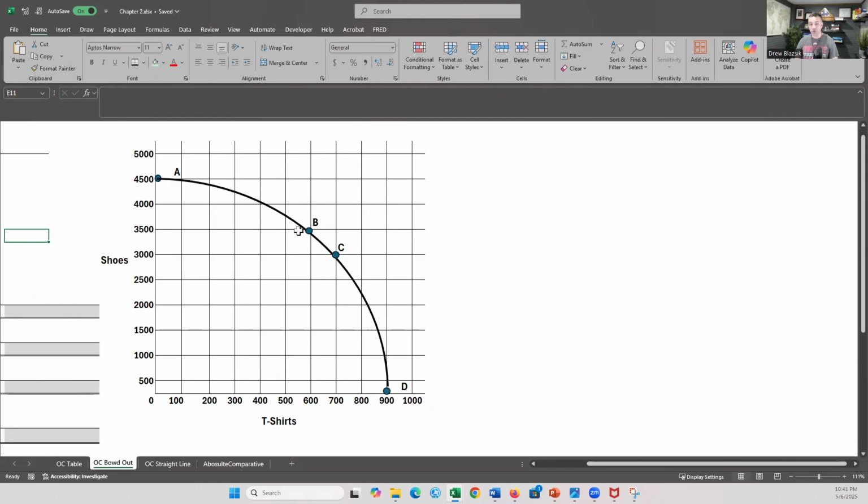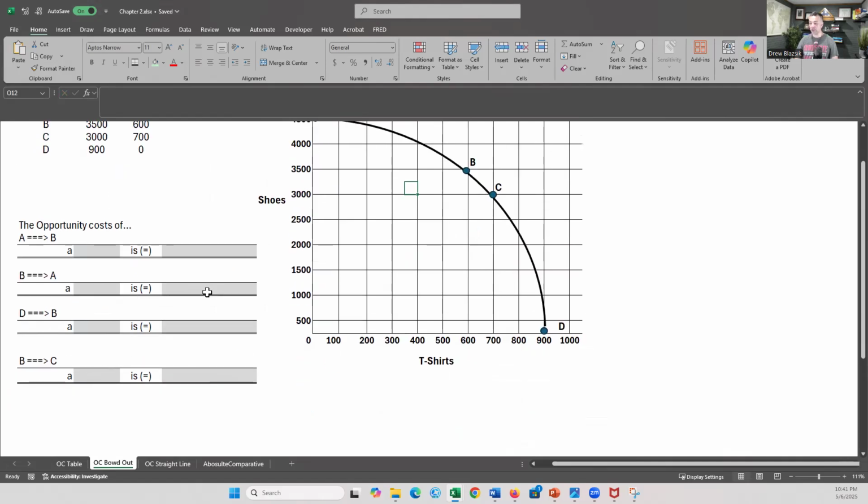If I produce inside of this curve, that's an inefficient method because I'm not producing what I could be producing. If I was producing at this point, let's say right here, that little box in the bottom there, well, that's inefficient because I could be producing more shoes, more t-shirts, or somewhere on the line, more of both. That'd be inefficient.